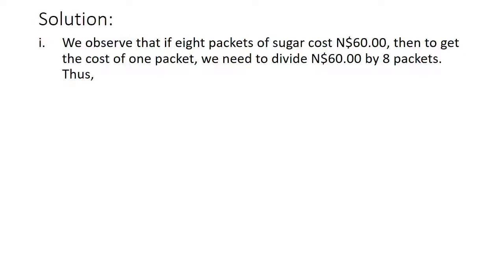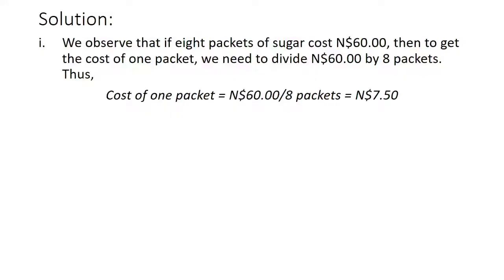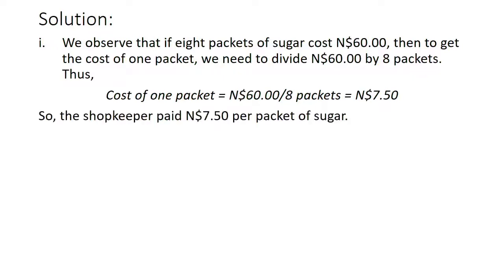If 8 packets of sugar cost 60, then to get the cost of 1 packet, we just need to divide 60 by 8. Because for 8, you have 60, and therefore if you want for 1, then you divide 60 by 8 to get the cost of 1 packet. And as such, what we get is 7.5. That's $7.50 per packet.